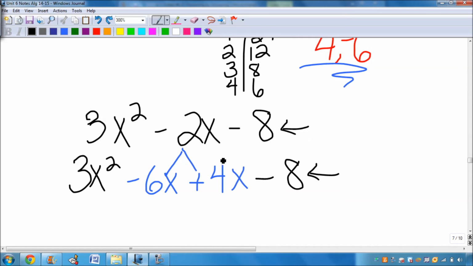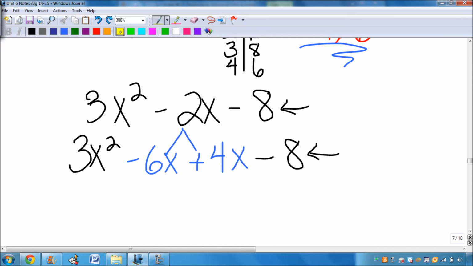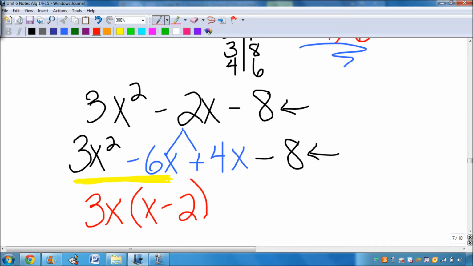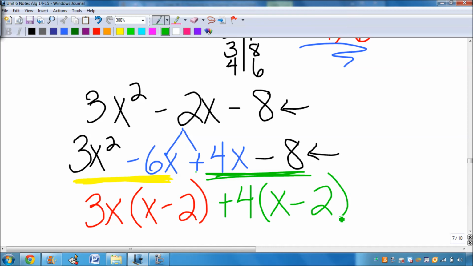So then we have to factor by grouping. So we're going to factor this first part by grouping right here. So this is my first group. And the GCF of 3x squared and negative 6x is 3x. And then when I factor it out, I end up getting x minus 2. Okay? Then we're going to do the same thing with the second group. The leading coefficient here is positive, so my GCF is going to be a positive 4. And then I factor out the 4 and I get x minus 2.